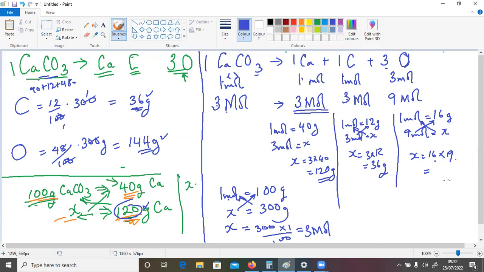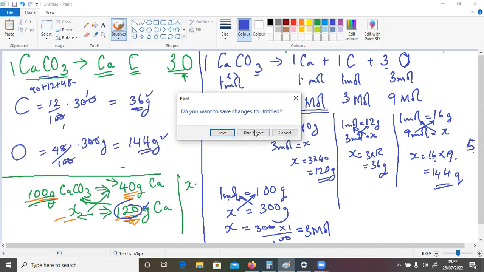6 times 9 is 54. You write 4, you carry 1. 1 times 9 is 9, plus the 5 you are carrying, is 14. So 144 grams, which is exactly what we got on the other side. Okay. So I think if you can do that, you can be able to handle most of the questions which can come up.